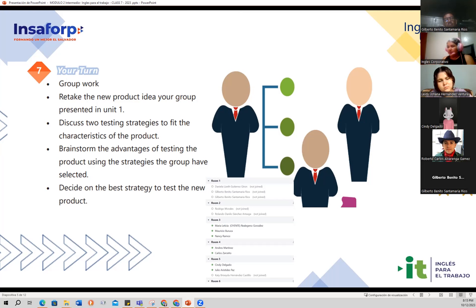Daniela and Gilberto, do you remember who was the other partner that was with you? Julio, right? No, it was not Julio. Who was? Gilberto? Yes, teacher. Who was the other student that was working with you? Who was the student that was working with you before?